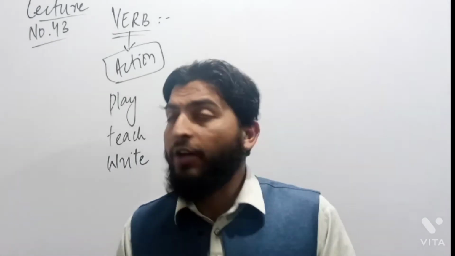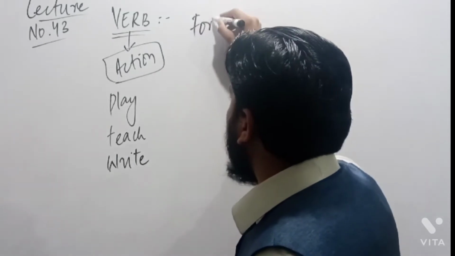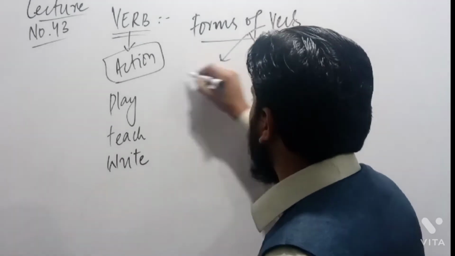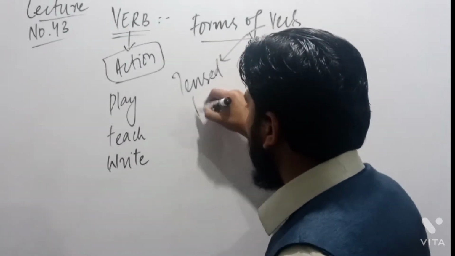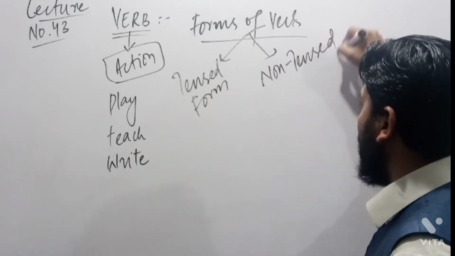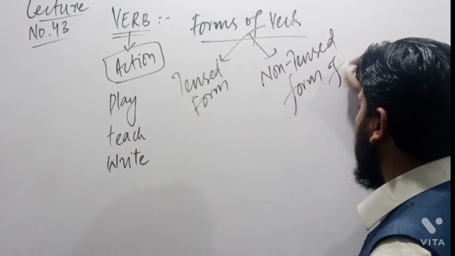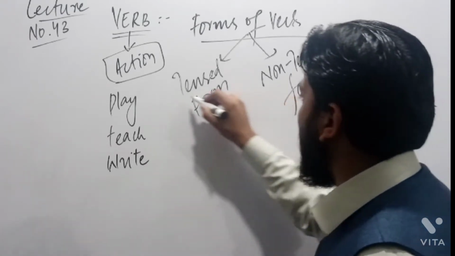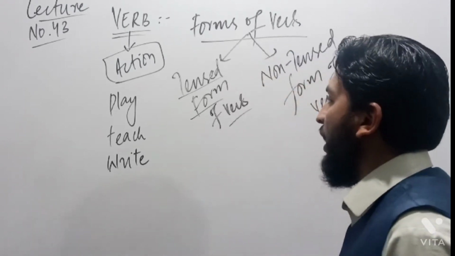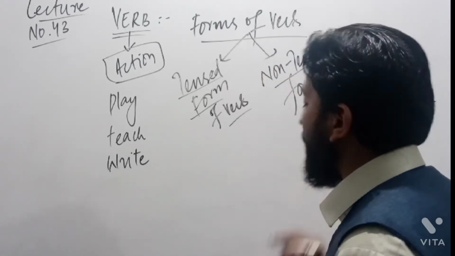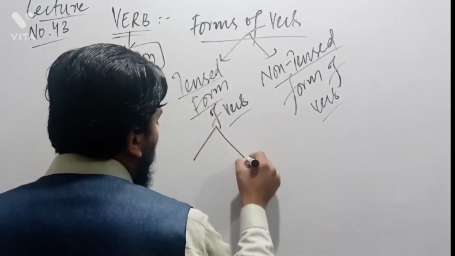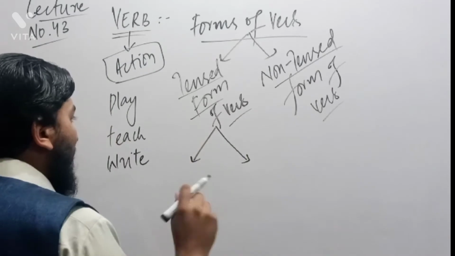verb. What are the forms of verb? Actually, forms of verb are two in number. One is called tensed form and the second one is called non-tensed form. Tensed form of verb is that form which can stand alone without any helping verb, while non-tensed form needs a helping verb.